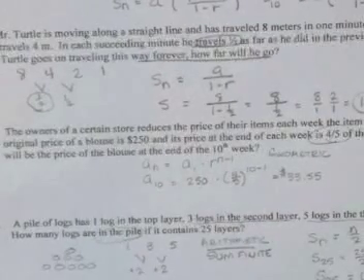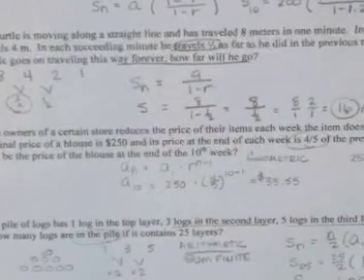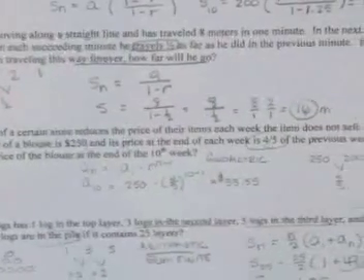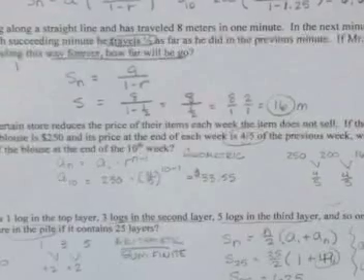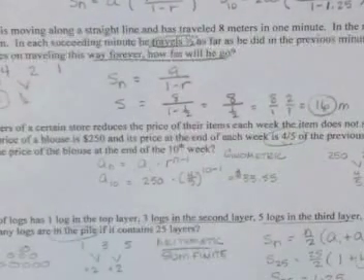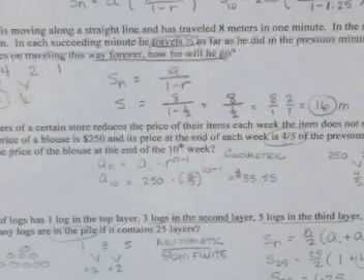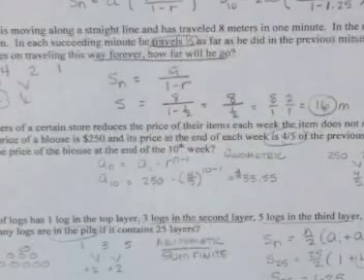The first one is problem number 3. The owners of a certain store reduce the price of their items each week if the item does not sell. If the original price of a blouse was $250 and its price at the end of each week is 4/5 of the previous week's price, what will be the price of the blouse at the end of the 10th week?